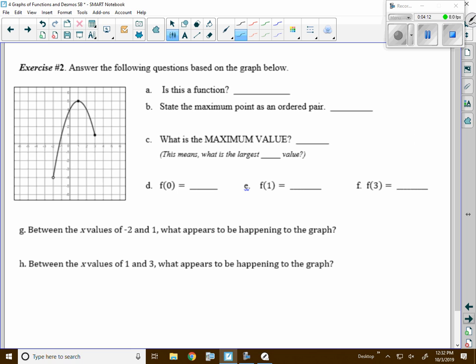Exercise 2. Is it a function? You bet it is. It passes the vertical line test. Okay, now, letter B is different than our previous question. State the maximum point. Does it say value anymore? No. So when it says point as an ordered pair, okay, we find that highest point and we write it as an actual coordinate point, which is 1, 5.